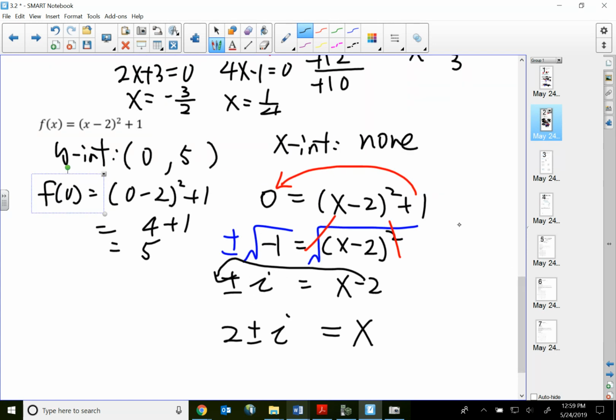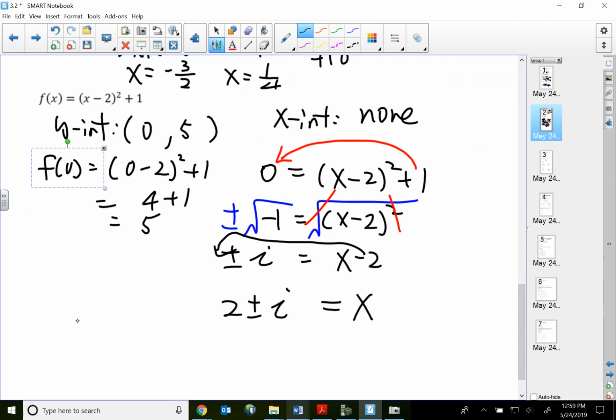If you graph this particular function, just think about it though, what is the vertex? Without even graphing it in a graphing calculator, in the form x minus h squared plus k, your h is 2, your k is 1. So that's to the right 2, up 1. The leading coefficient is positive 1, so my parabola will open up. That means this parabola never crosses the x-axis. That's why I don't have any.